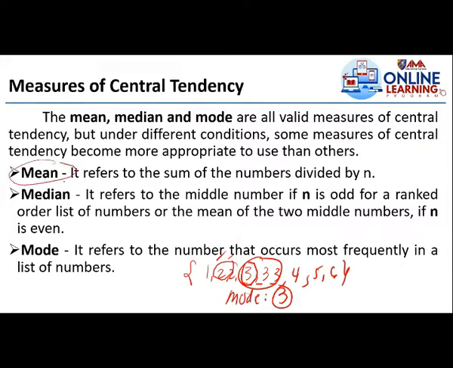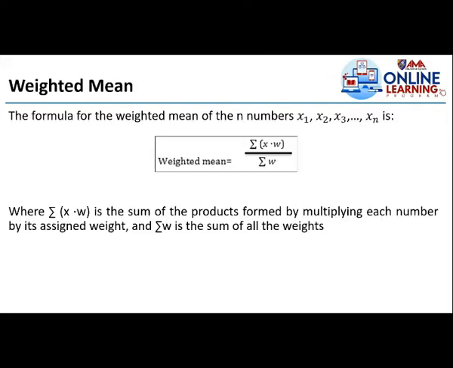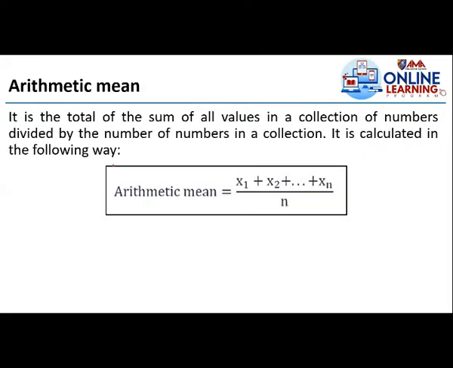We'll talk deeper about this later. Let's take them one by one, starting with mean. There are two kinds of mean: the arithmetic mean and the weighted mean. Let's start with arithmetic. The arithmetic mean is the sum of all the values in a collection of numbers divided by the number of numbers in the collection.